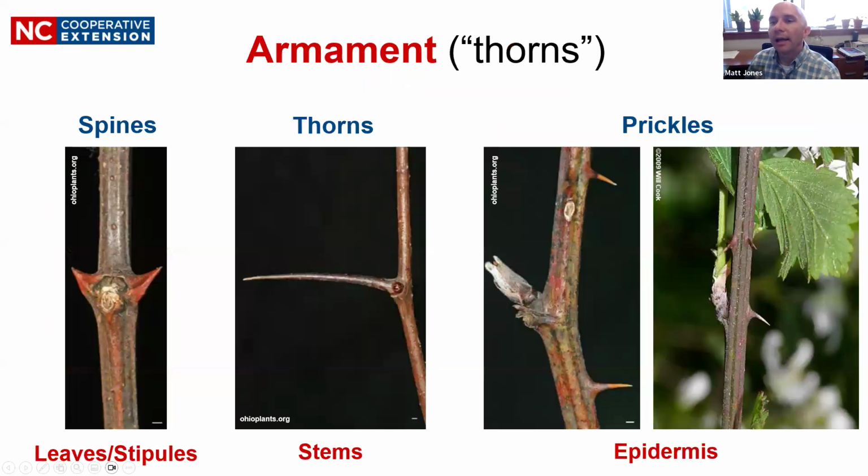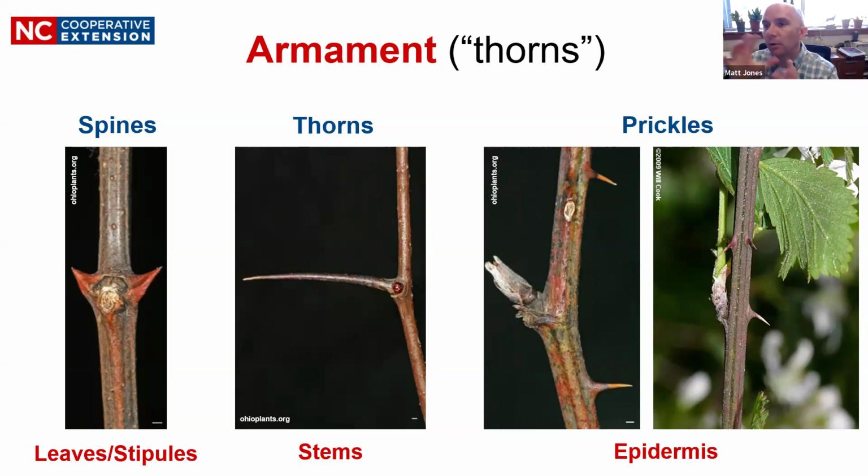Okay, plants can also have sharp and pointy things. Sometimes those sharp and pointy things can be derived from modified leaves, in which case they're called spines. Other times, the sharp and pointy things are derived from stems, in which case they're technically called thorns. And in some cases, the sharp and pointy things are extensions of the epidermis, in which case they're called prickles. So if it's located where a leaf should be, it's probably a spine. If it's located where a stem would be growing, it's called a thorn.